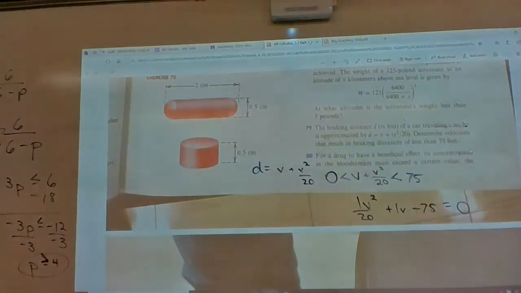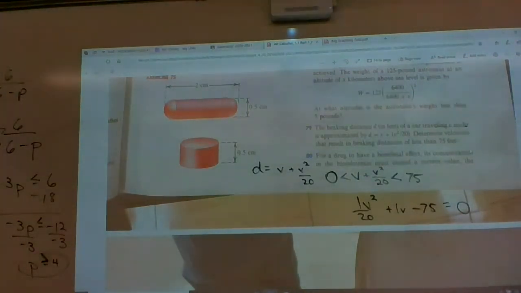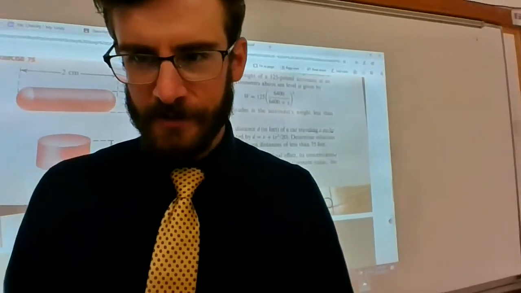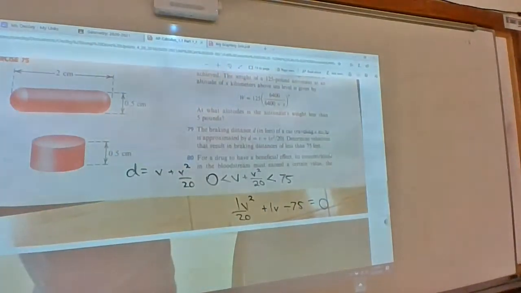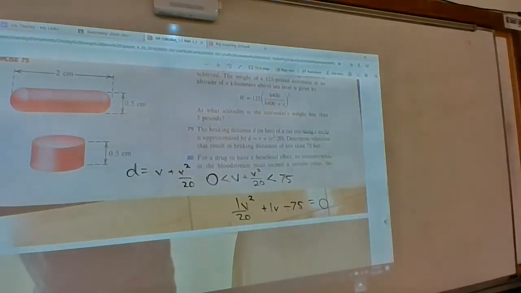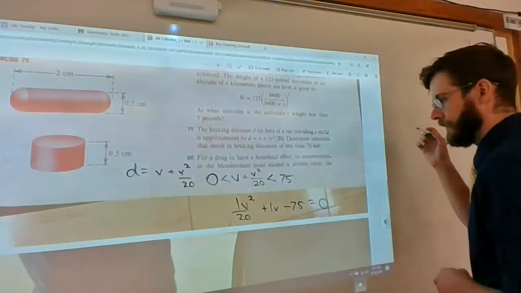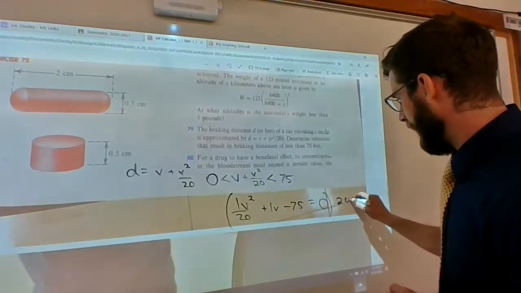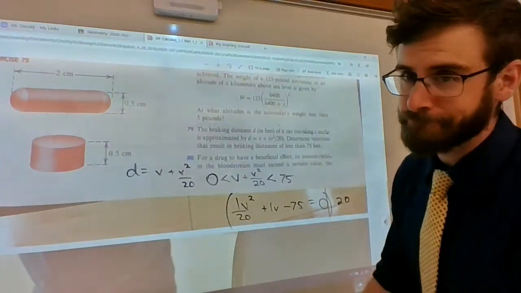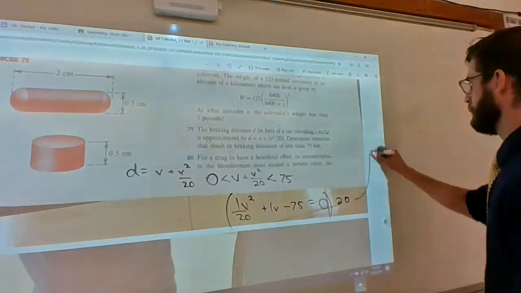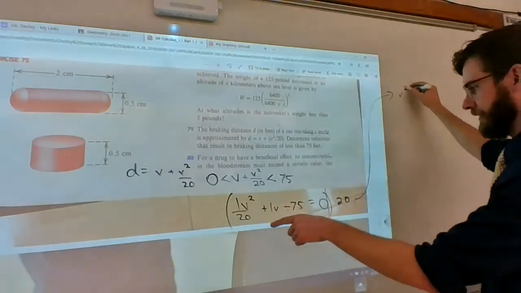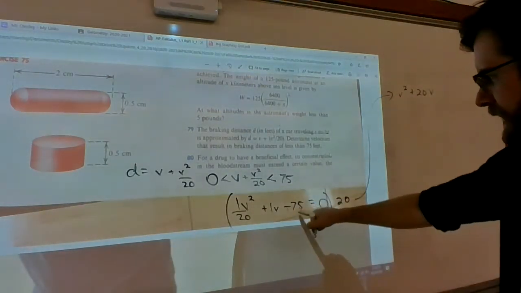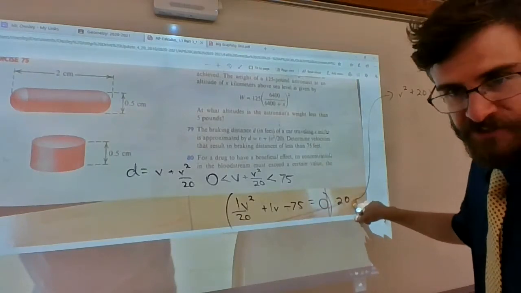So if we move to this side of the board, this marker is causing a lot of problems in trying to erase things. I'm going to get a new one. You know what, though? Sorry for being so indecisive here. I just don't want to deal with this 1/20th. It just doesn't seem too appealing to me right now. So you've got v squared plus 20v minus, well, we're just doubling 75, which is 150, and then equals 0.